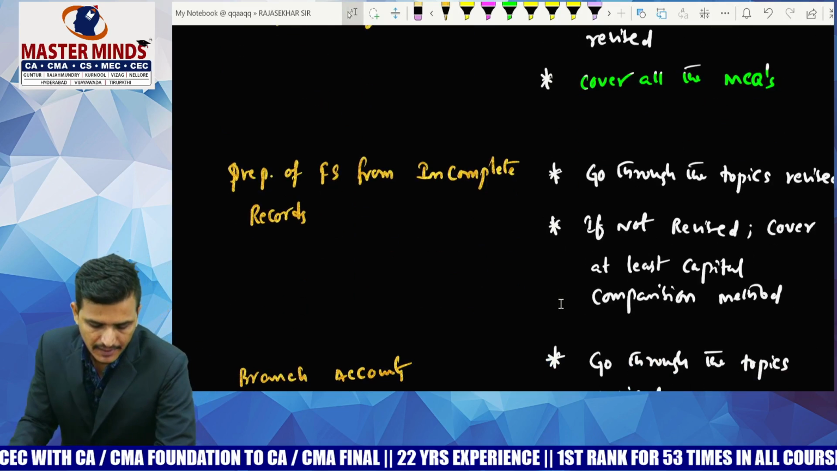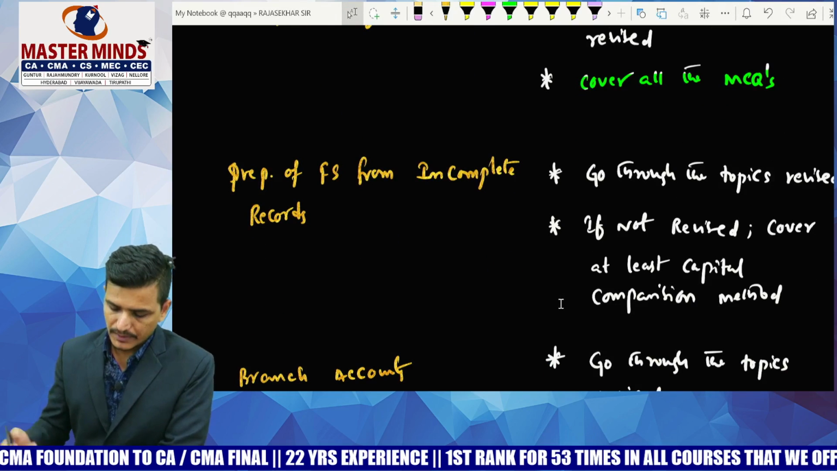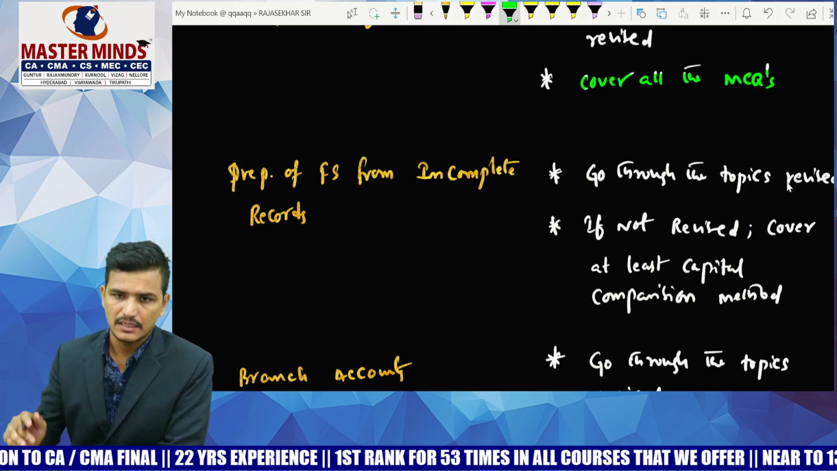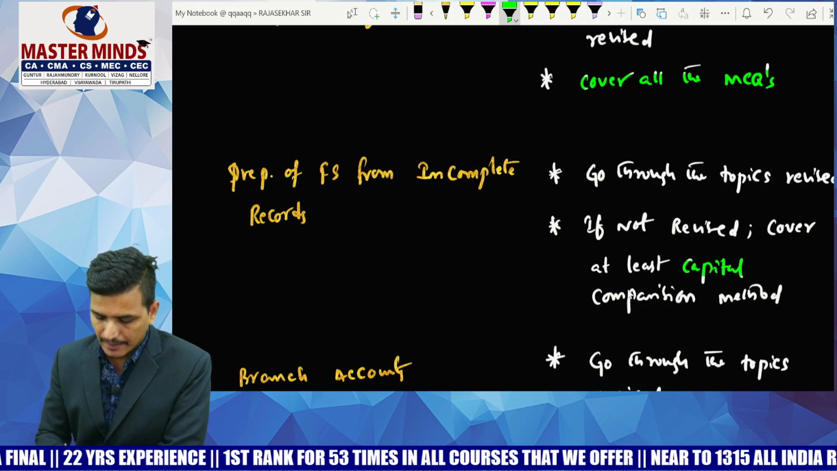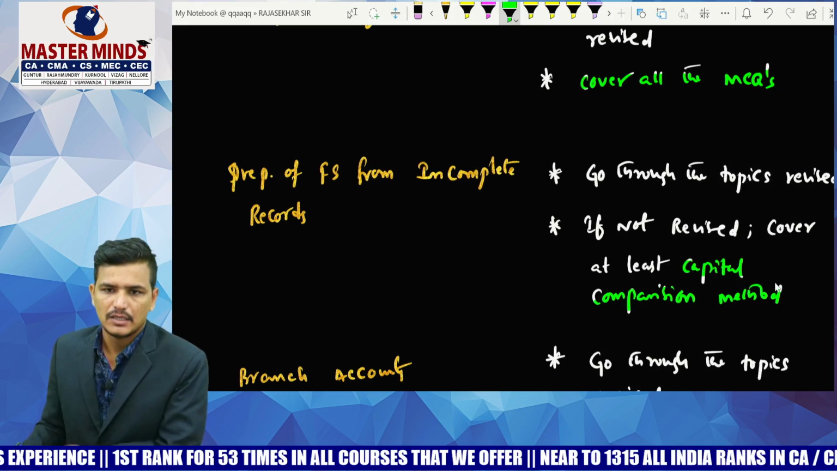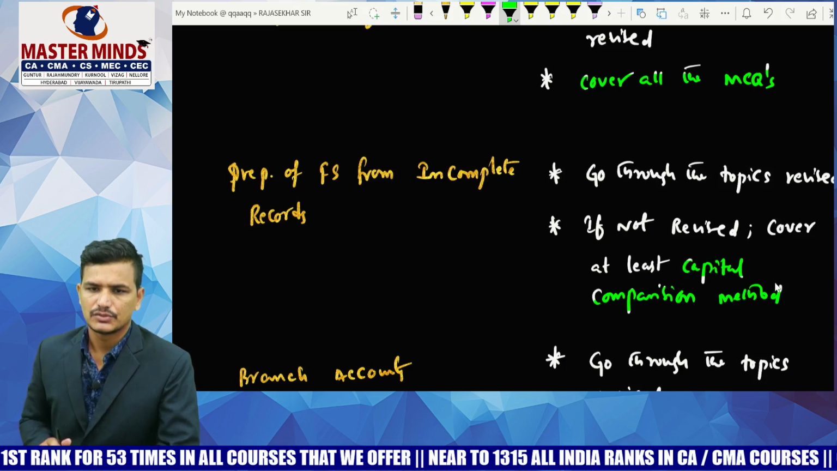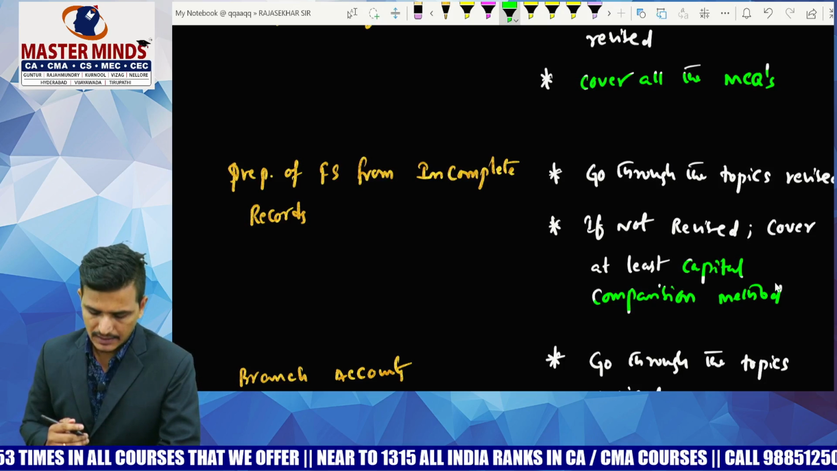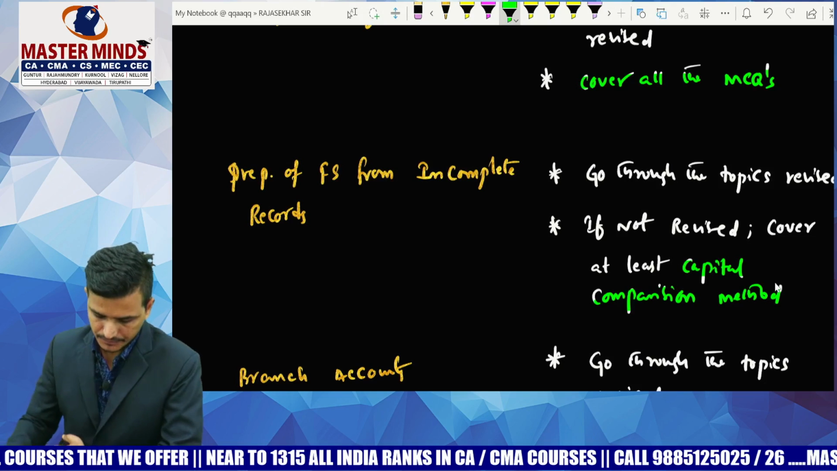Similarly, in incomplete records, cover the topics you revised in your revision time. If this topic is not covered in your revision time, at least try to cover the capital comparison method. In this chapter we have two problem areas: one is the capital comparison method and the other is the conversion method. If you have not revised this chapter, you can cover at least the capital comparison method.